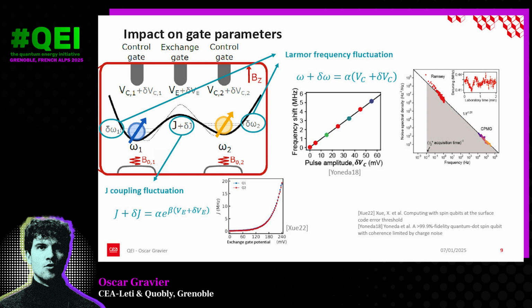For the Larmor frequency fluctuation, we can see that there is a linear dependency between the electrostatic environment fluctuation and the value of the deviation of the Larmor frequency. So in my simulation, I will directly use a 1/f signal to simulate each evolution of the Larmor frequency of my qubits. And then for the G-coupling fluctuation, there is a double impact.